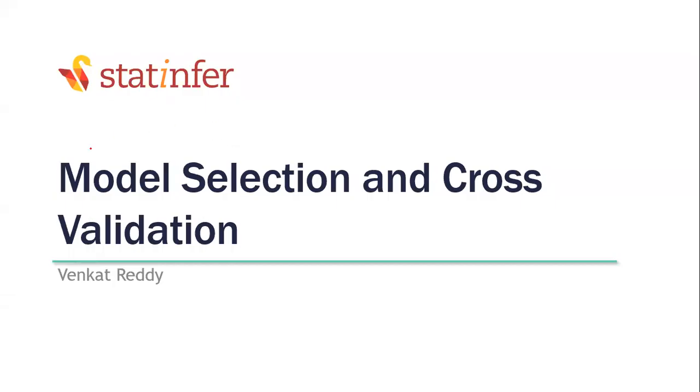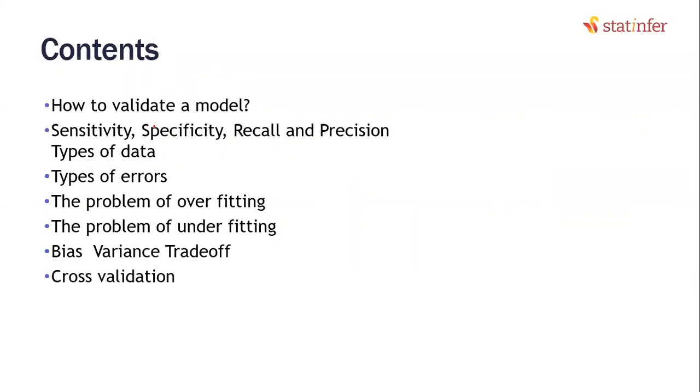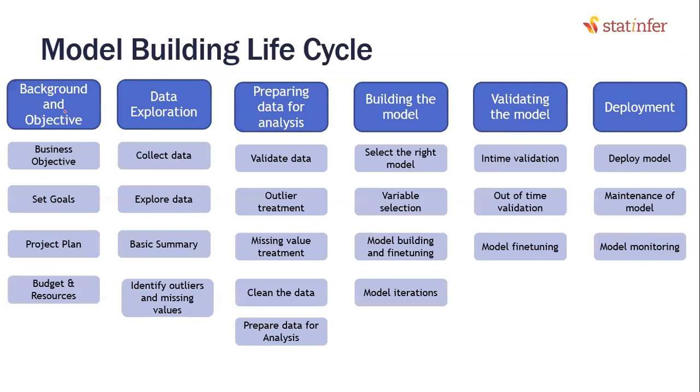Today we are going to discuss model selection and cross-validation techniques. If you go through the whole steps of the machine learning model building life cycle, it starts with setting up the background and objective, setting the goals, and the project plan, etc. That is step one.